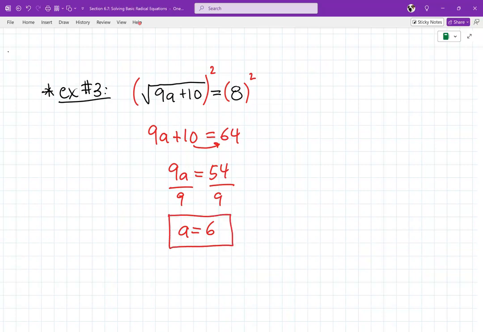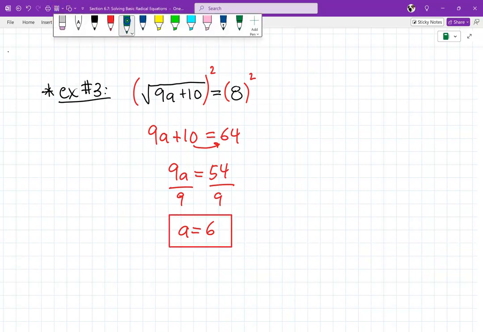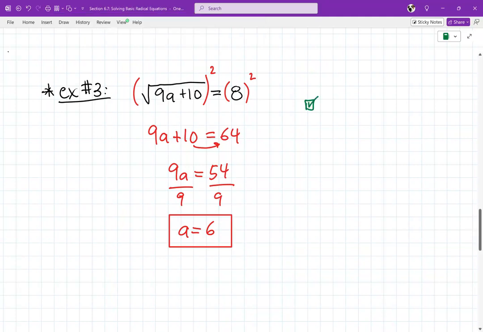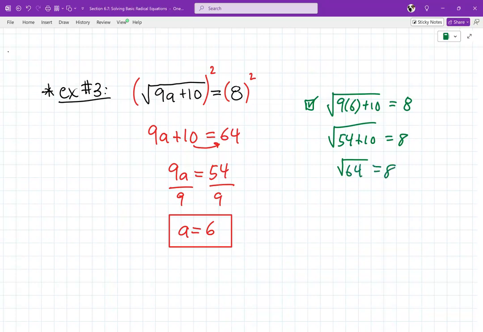So all I have to do now is check it, right? Now, of course, I'm doing the check step, but again, you don't have to. So if a is 6, 9 times 6 plus 10 equals 8. Well, 9 times 6 is 54, plus 10, supposedly that's equal to 8, and that's the square root of 64, and we do know that the square root of 64 is 8, so 8 equals 8, so we're good.